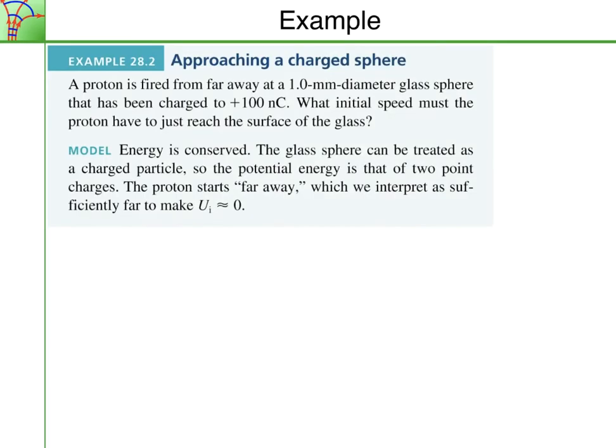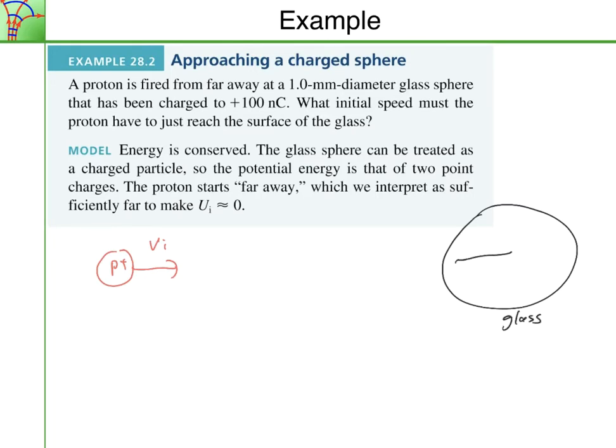So let's do an example. A proton is fired from far away at a 1 millimeter diameter glass sphere. So here's my proton. It is far away, and it's fired at a 1 millimeter diameter glass sphere. So here's the glass that's been charged to 100 nanocoulombs. Okay, what initial speed must it have such that it just reaches the surface of the glass?